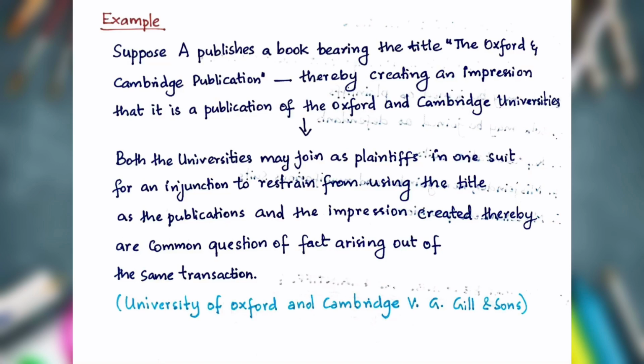For example, suppose A publishes a book bearing the title Oxford and Cambridge Publication, thereby creating an impression that it is a publication of the Oxford and Cambridge universities. Both the universities may join as plaintiffs in one suit for an injunction to restrain A from using the title as a publication, and the impression created thereby are the common question of fact arising out of the same transaction. This was actually a case. The case name was University of Oxford and Cambridge versus G. Gill and Sons.